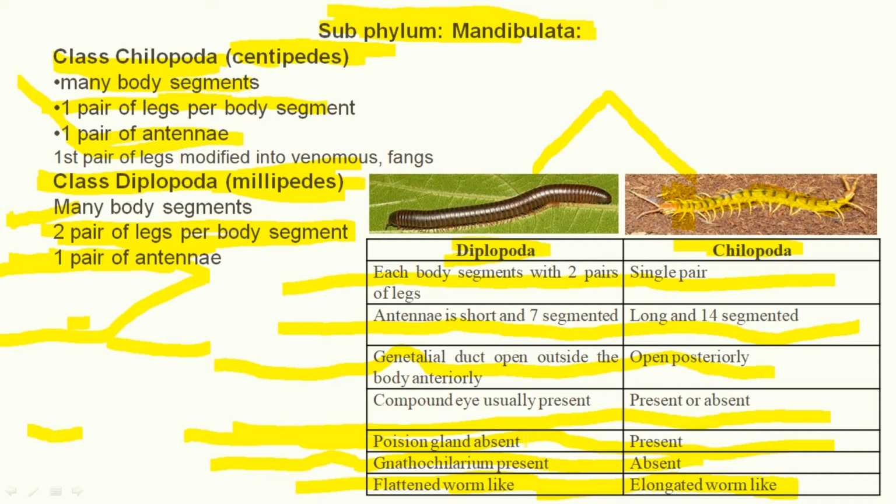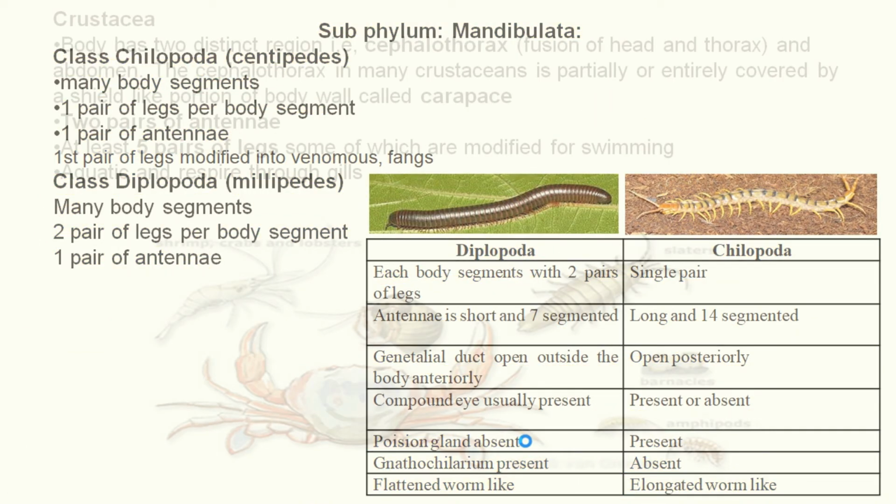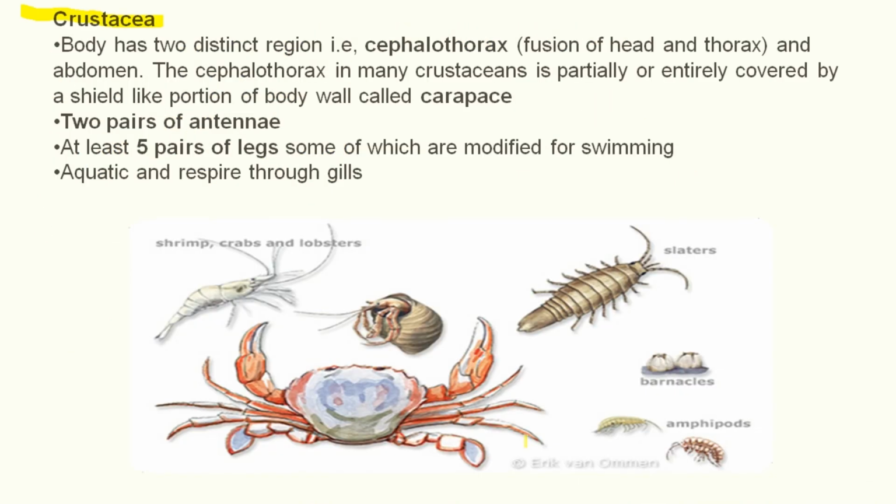Just like in Hindi they say, small snake, big venom. In this Chilopoda, they have fewer legs, but they do have poison. They secrete poison. Another one is Gnathochilarium. One organ is present in case of Diplopoda, but it is absent in case of Chilopoda. These Diplopoda are flattened and these Chilopoda are elongated, but all are visible like worms, just like caterpillars.